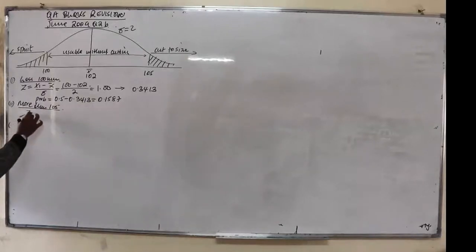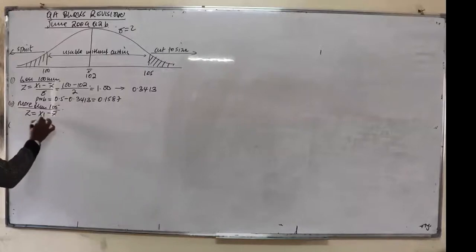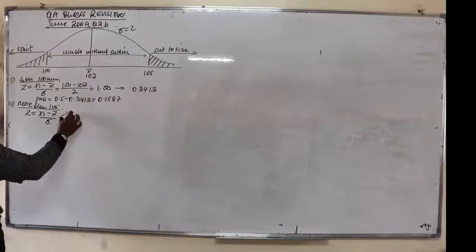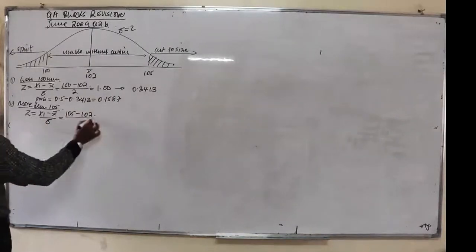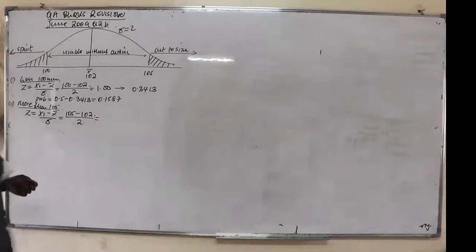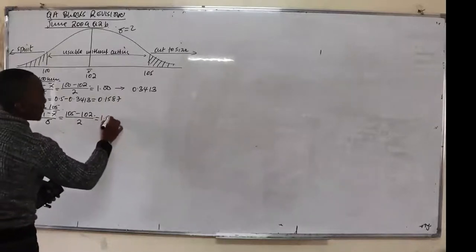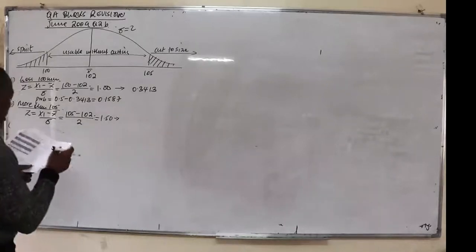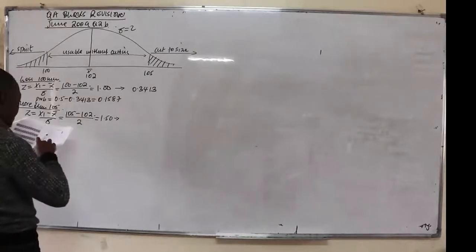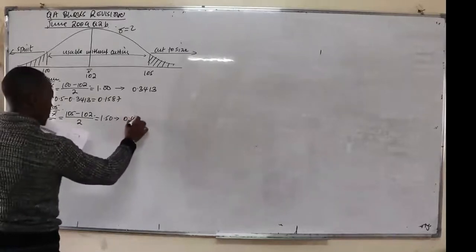So Z is equal to X1 minus X bar over the standard deviation. X1 in this case will be 105. X bar does not change, it is 102. Then you divide by the standard deviation of 2. 3 over 2, you get what? 1.50. So give me that probability from the table. For 1.50, you get 0.4332.